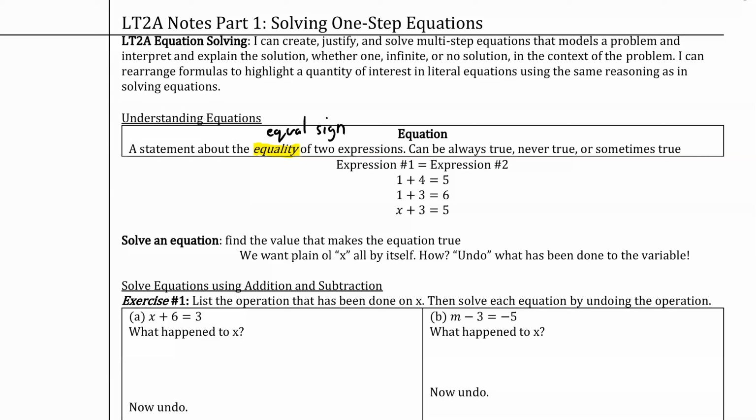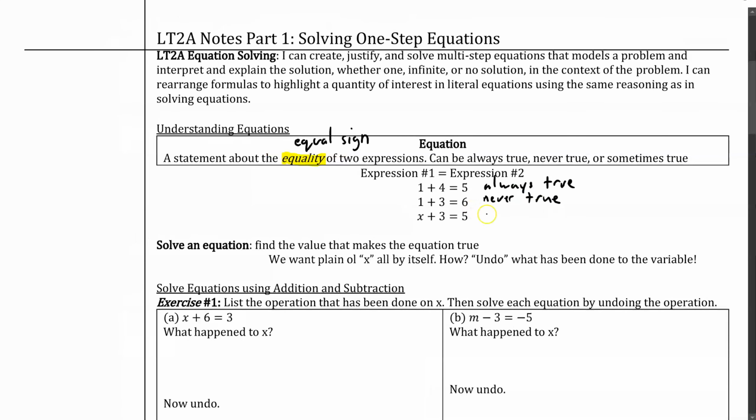So we have expression 1 equals expression 2. For example, 1 plus 4 equals 5 is always true. 1 plus 3 equals 6 is never true. And x plus 3 equals 5, well, that depends, right? This is sometimes true, depending on what x is.